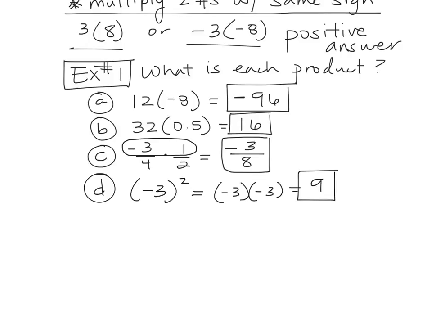Now, the difference is if I said -3 squared, that's saying the opposite of 3 squared. Well, 3 squared is 9, so this would be -9. But because they put the parentheses around this one, that's -3 times -3. Okay? Questions on that?